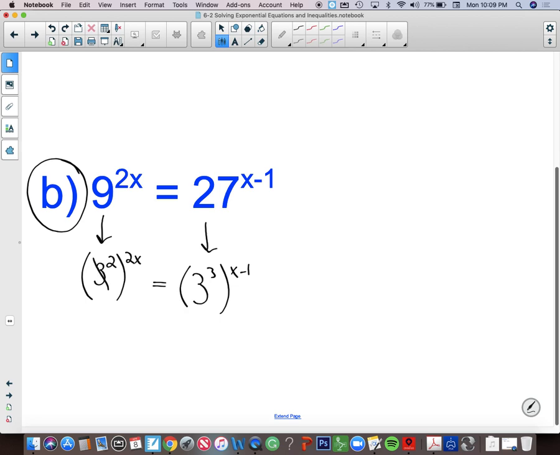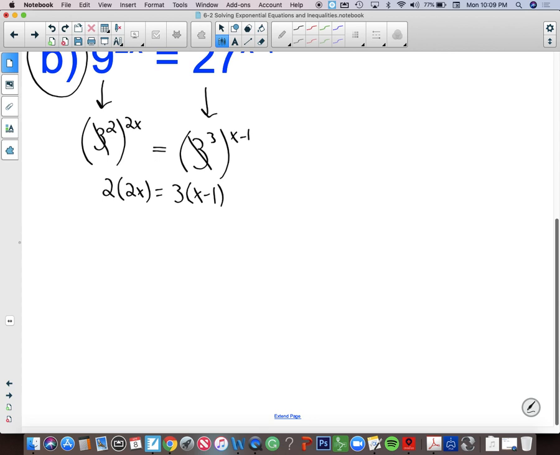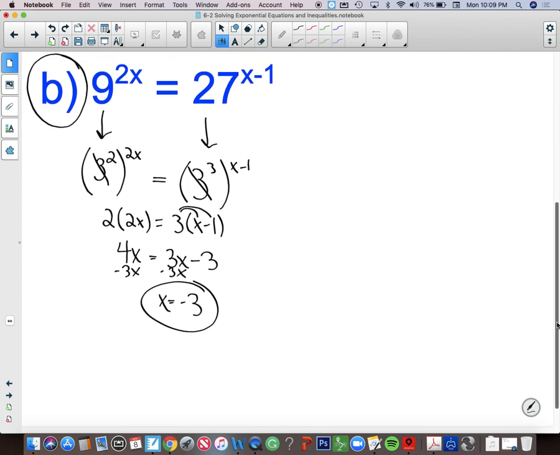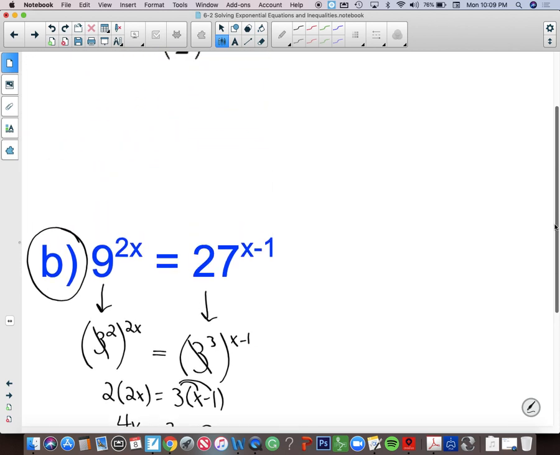So we got the same base here, so let's just forget about it. On the left, we're going to have 2 times 2x. And on the right, we're going to have 3 times x minus 1. So from there, just simplify. We'll have 4x equals 3x minus 3, because that 3 distributes. Okay, don't forget the 1. You got to distribute the 3 into that. So move the 3x over, and we get x equals negative 3. Okay, hopefully we all got that answer. If we didn't, you can always come back to the video later and see where you went wrong.